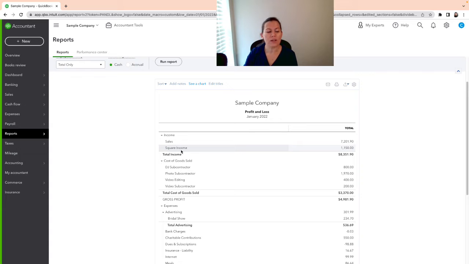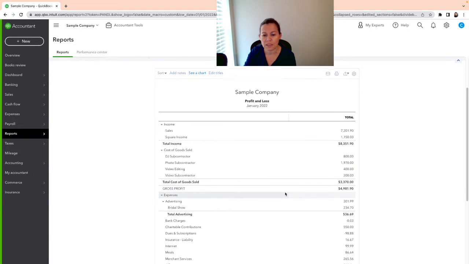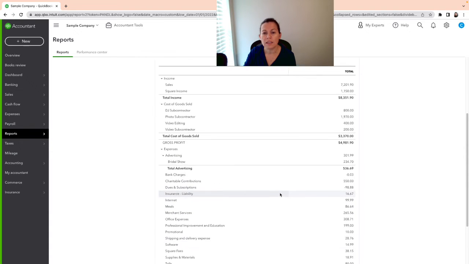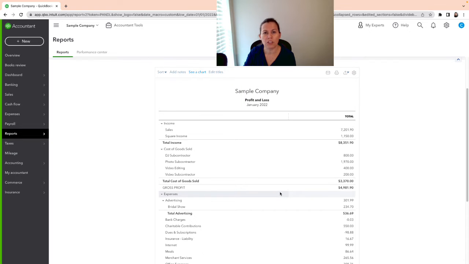So we're looking at Square income, and then we're gonna compare that to the gross income from Square and make sure that information is correct. If there's any discount refunds, that should be here as well. And we're gonna look into Square fees. We want to make sure that Square fees is matching whatever we have in QuickBooks.